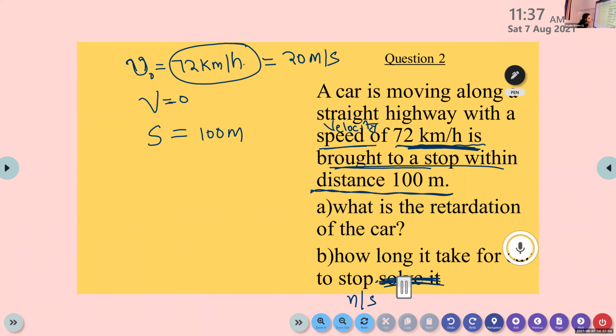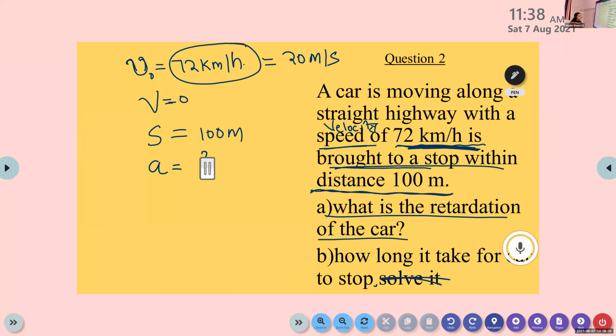Now what about our question? What is the retardation of the car? What do you mean by retardation? Negative acceleration. Exactly. It is the acceleration itself, but it is the negative acceleration. Retardation is also known as deceleration. So here we want to find out the negative acceleration.